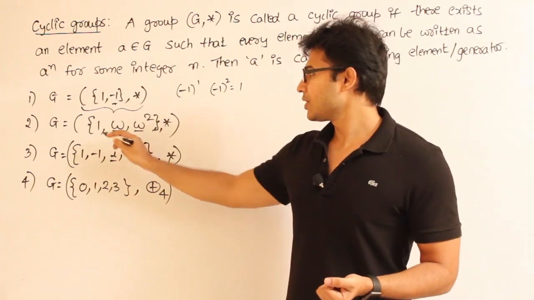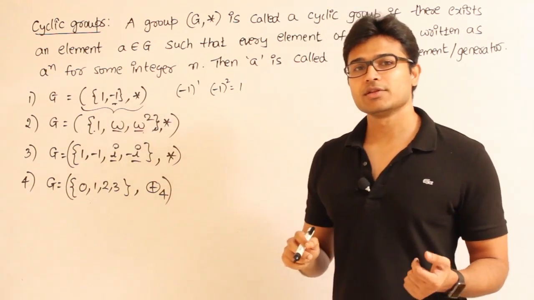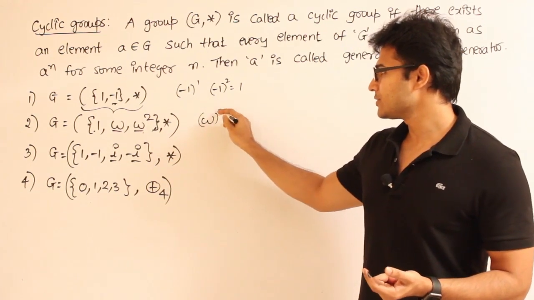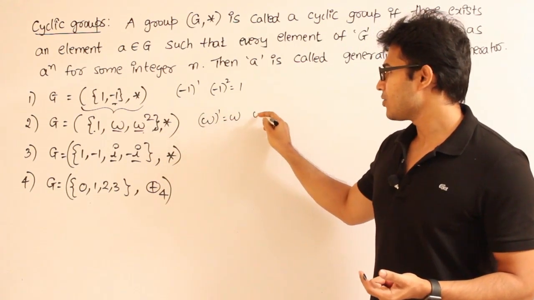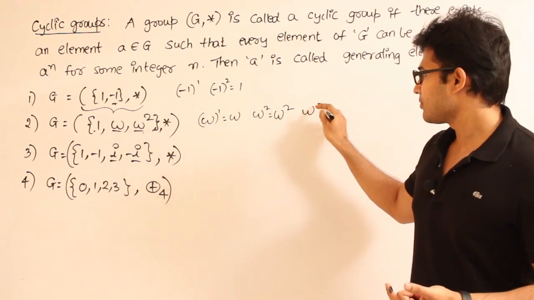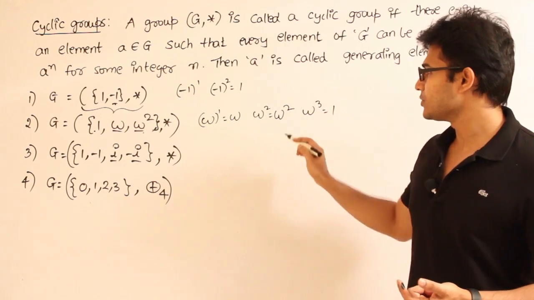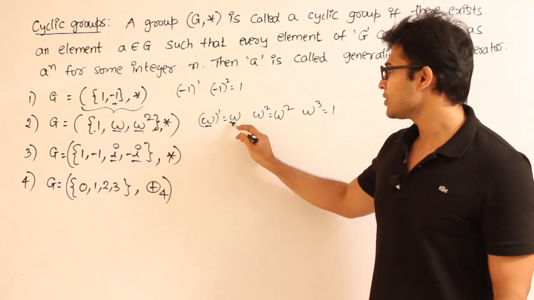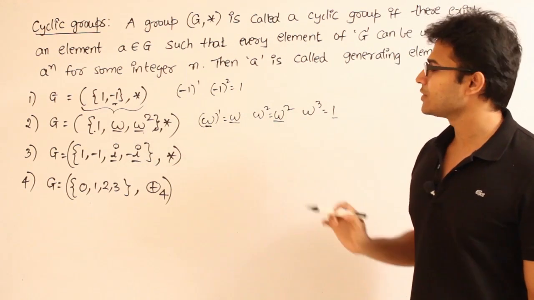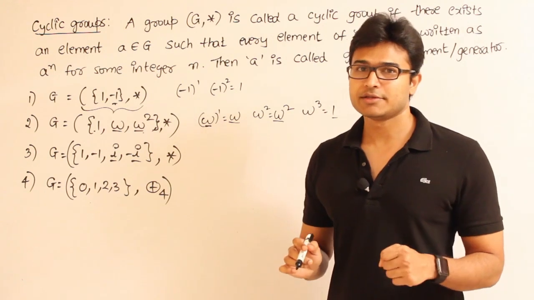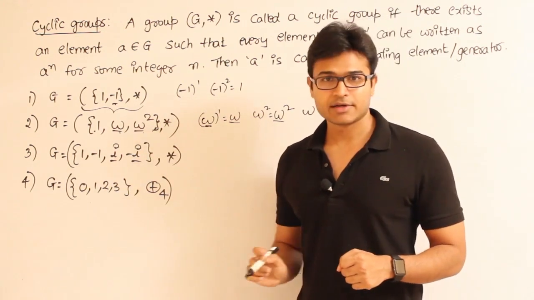Okay, now if you observe this one here, you can use omega. Omega power 1 is omega, omega power 2 is omega square, and omega power 3 is 1, which means by using this one element omega, I'll be able to generate omega square as well as 1. All the other elements are generated using one element. That is why omega is the generator in this group.